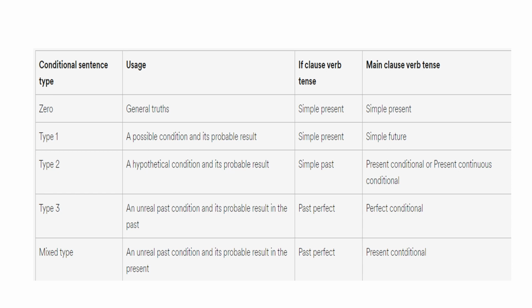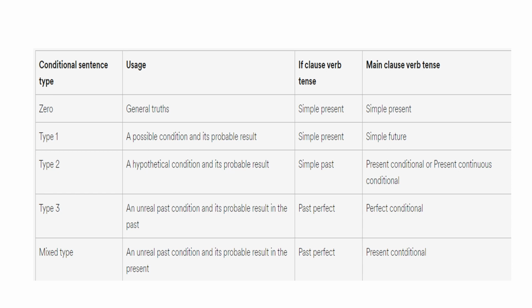If we look at the table over here, we can see that in the conditional sentence, type 0 is there, type 1 is there, type 2, type 3, and the mixed type. While usage, if we see the zero conditional, it is generally used for general truths, and the if clause verb tense is simple present, while the main clause verb tense is also simple present.